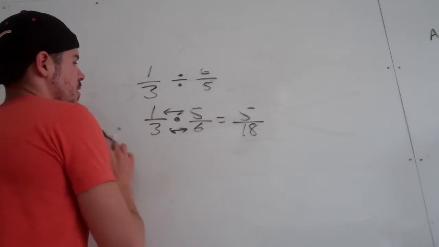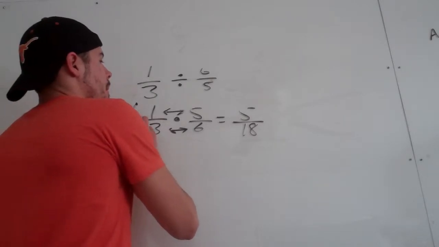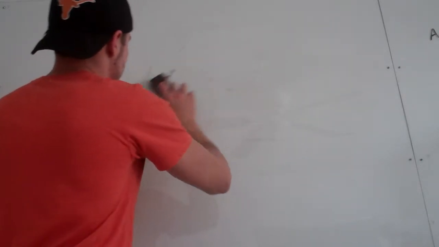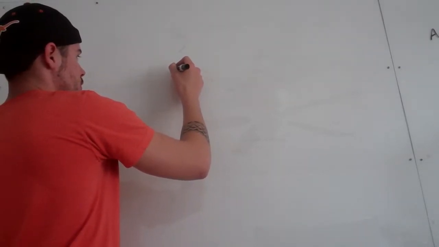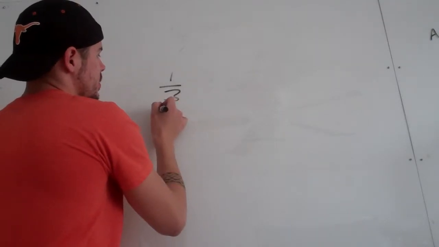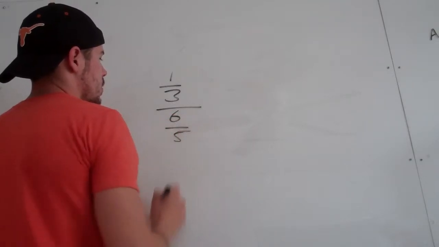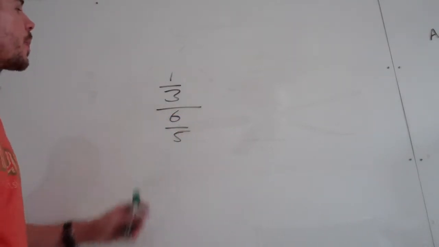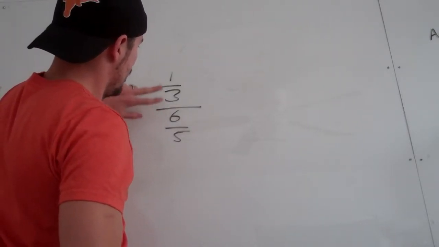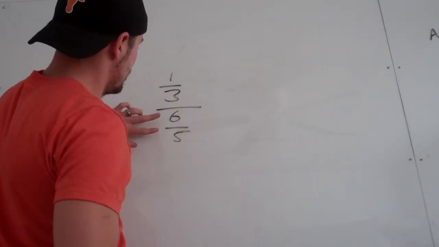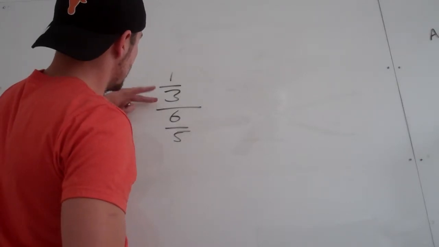Later on you might have some bigger division problems, or it may be written differently. For example, 1/3 divided by 6/5. It can also be written this way, right? The way I like to think about this is, 1/3 divided by 6/5 is the same thing as multiplying them like this.